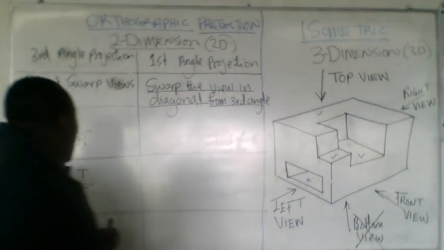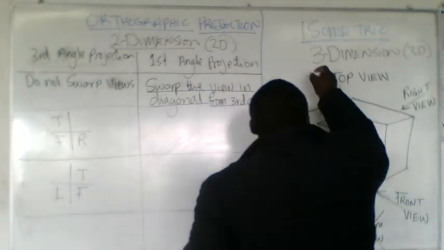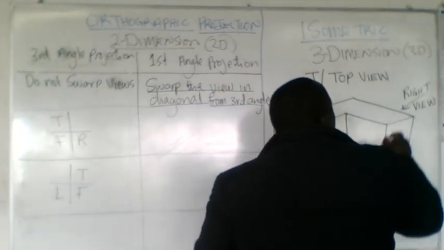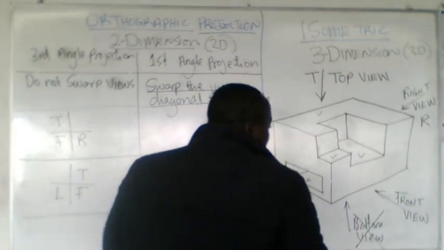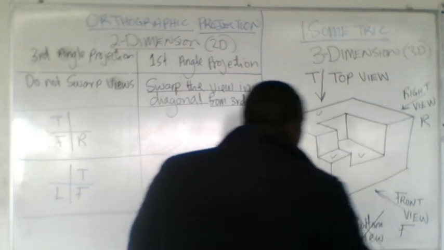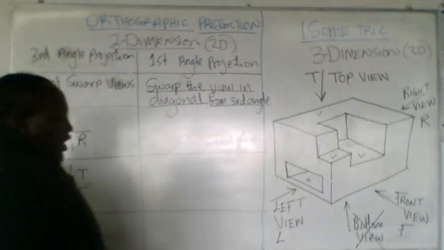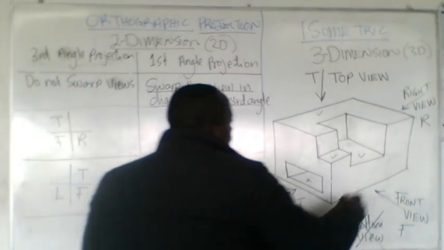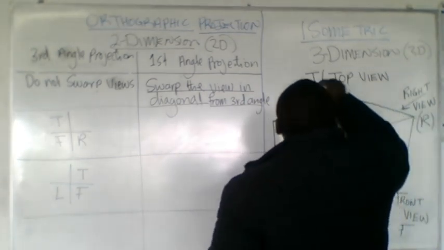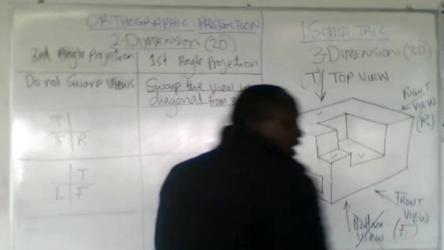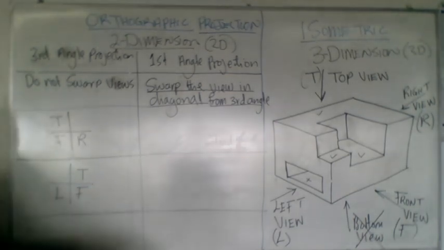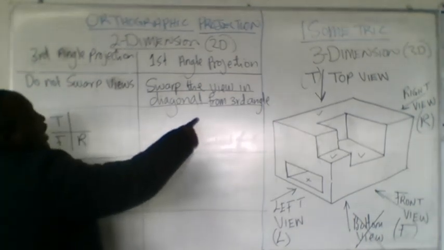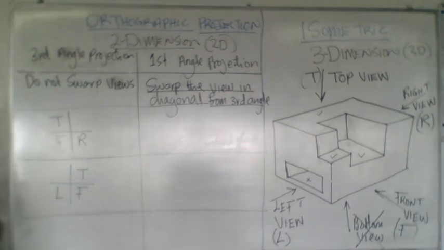Okay? So these are abbreviations I'm using. I'm using T for that one, R for this one, L for this one, and F for the front. These are the abbreviations I'm working with. Is that clear? Okay.